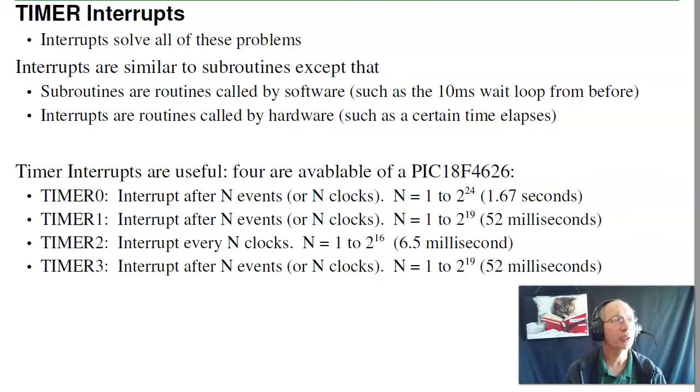Interrupts are similar to a subroutine except that they're called by hardware. Subroutines are called by software. Like every time I want to update the LCD display, I'll call LCD write. Interrupts, on the other hand, are called by hardware. Every 10 milliseconds or so, it's going to be called. Actually, every n clocks, it'll be called. That's extremely useful.